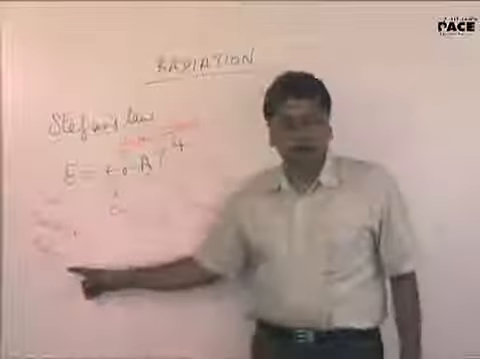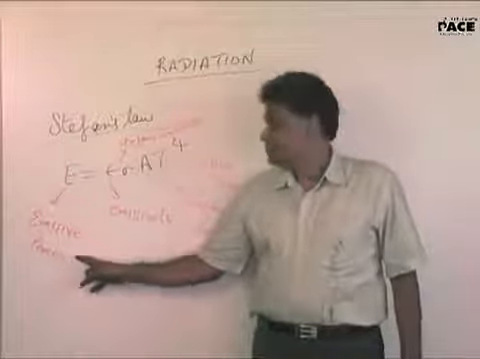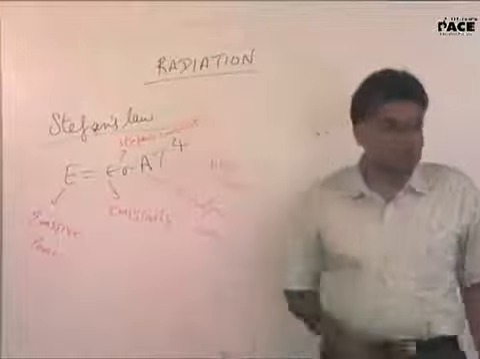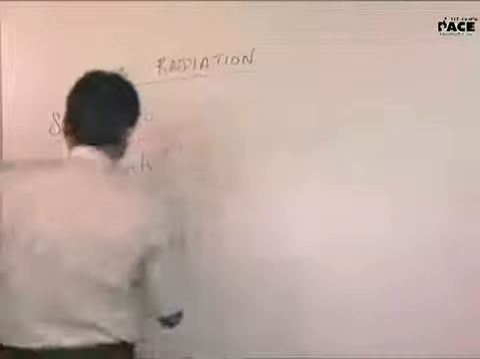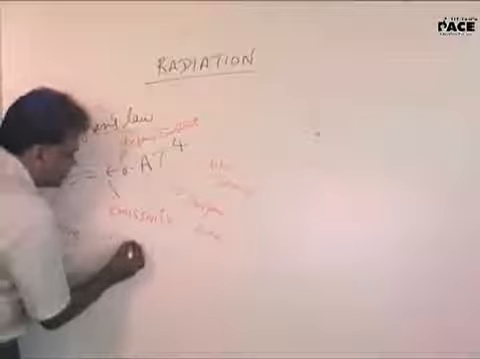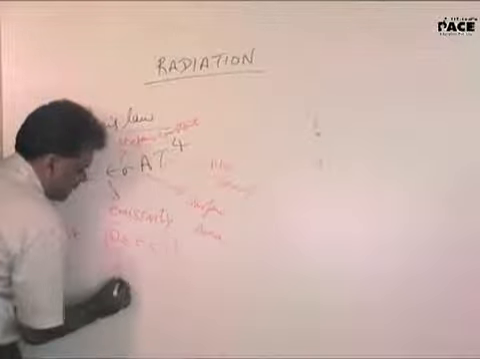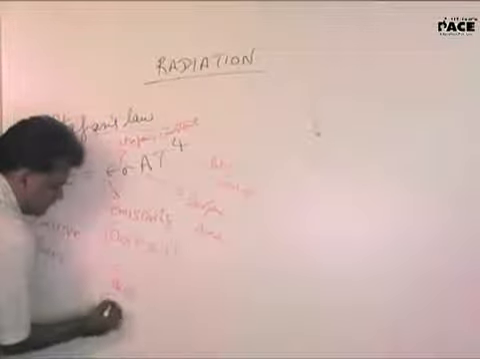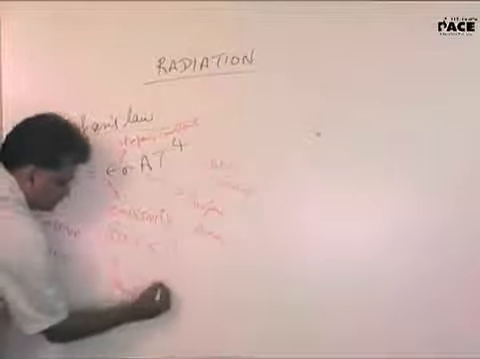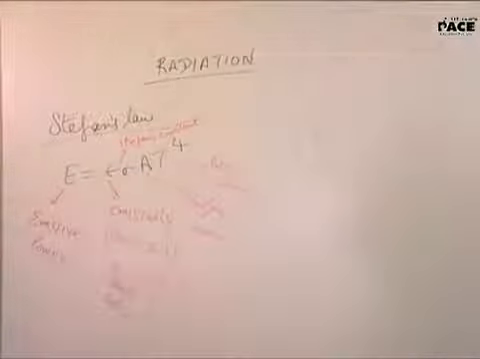So this is emissive power, electromagnetic energy emitted per unit time. Emissivity is something like efficiency. We will see what it is. Its value ranges from 0 to 1. The black body has the best emissivity. Black body emissivity is taken as 1. Anything will have an emissivity between 0 and 1.